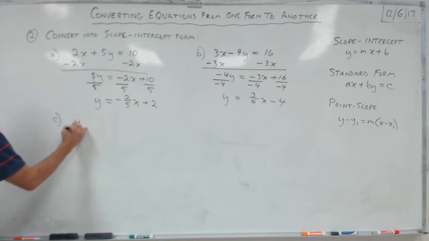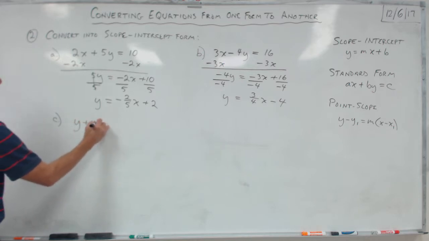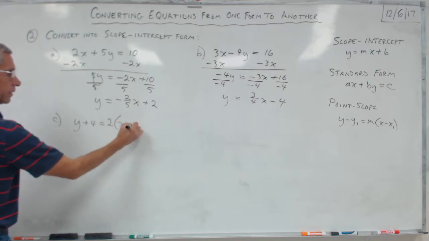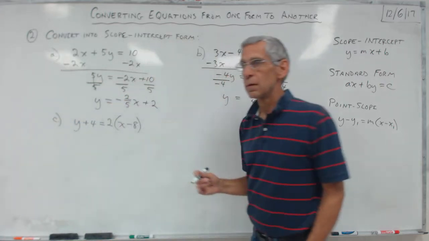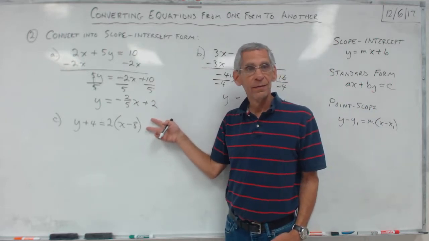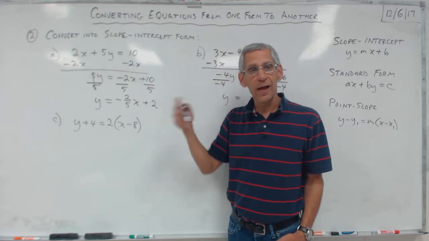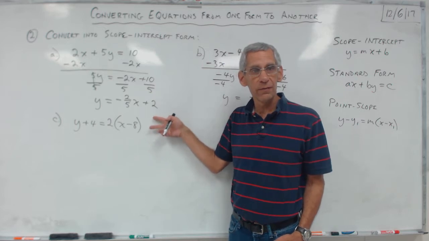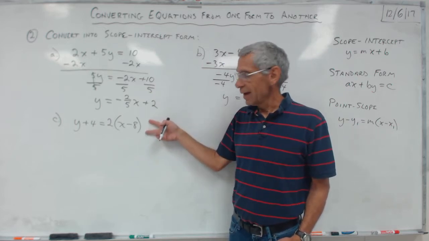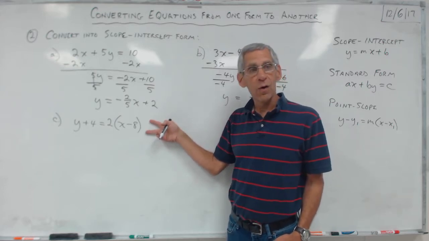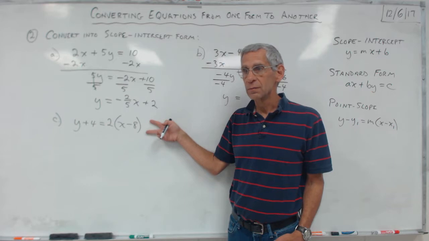All right, now let's do C. Let's say I gave you y plus 4 is equal to 2 parentheses x minus 8. This is point slope. Make sure you're writing this down. So that is in what form? Point slope. So I wanted to say y equals. So what do I have to do? Subtract 4.